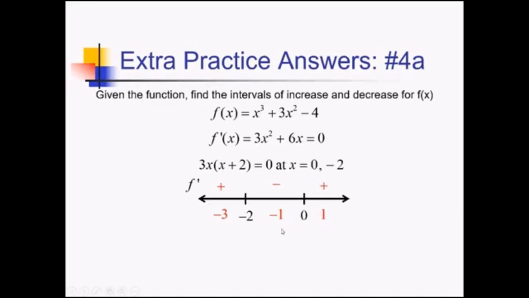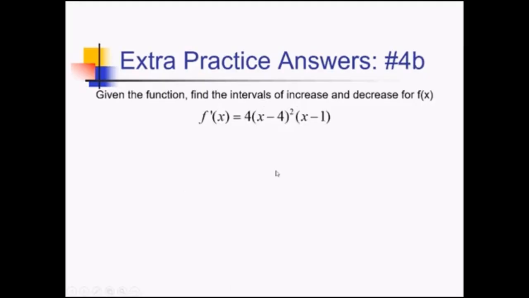So looking at where my f prime is positive, I see then that I have f increasing on the interval from negative infinity to negative 2. That's one place f prime is positive. Union, so also on the interval from 0 to positive infinity. That's the other place where f prime is positive. And going the other direction, we see f prime is negative between negative 2 and 0. So f then is decreasing on the interval from negative 2 to 0.